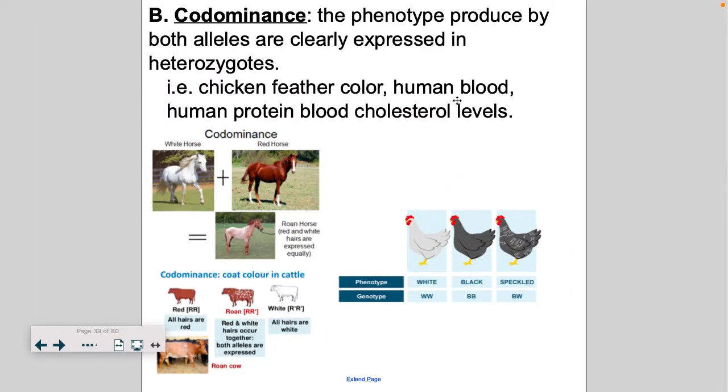So with human blood, there's one phenotype that is codominant, and that is type AB. Are you guys old enough to donate yet? Yeah? No? Okay. Some of you might be.